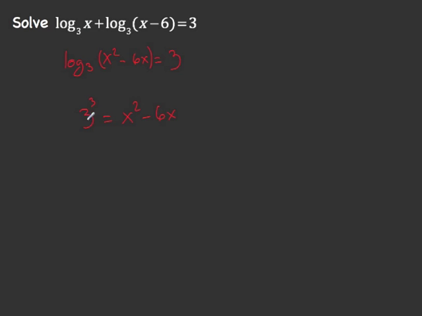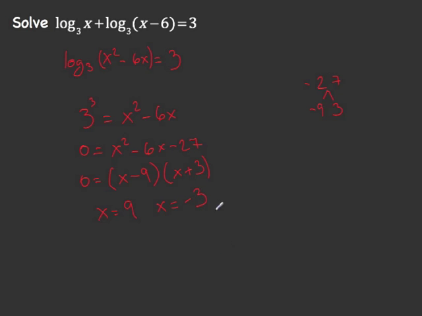3 to the third is 27. If I subtract 27 from both sides, I get 0 equals x squared minus 6x minus 27. So let's factor this. I need factors of negative 27 that add up to negative 6. In this case, negative 9 and positive 3. If I add them together, I get -6. If I multiply them, I get -27. Fantastic. So our factors are x minus 9 and x plus 3, which means our two solutions are x equals 9 and x equals -3.